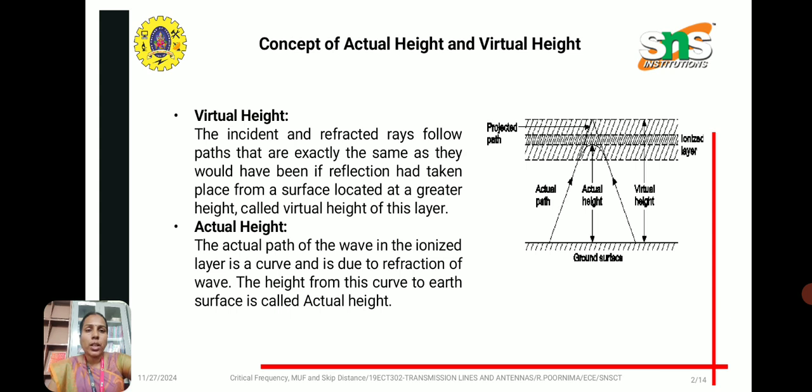As for the actual height, the actual path of the wave in the ionized layer is a curve, and it is due to the refraction of the wave. So this height from this curve to the earth surface is called the actual height.